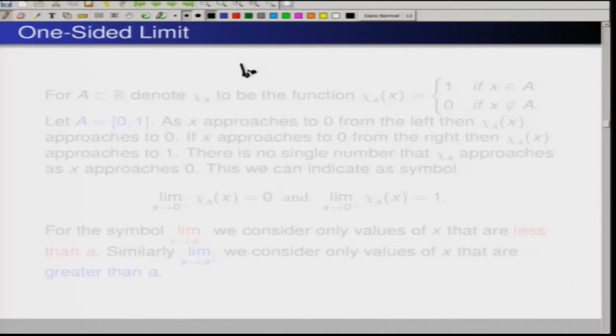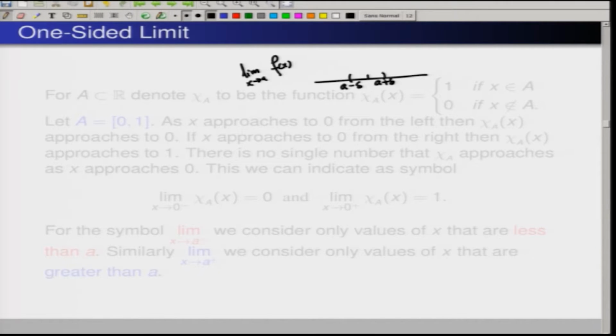Welcome back. We are discussing the limit of a function at a point, and what we have seen is that in order to define the limit, let us say of f of x as x goes to a, we are looking at the properties of f in the neighborhood a minus delta to a plus delta, for some positive delta.